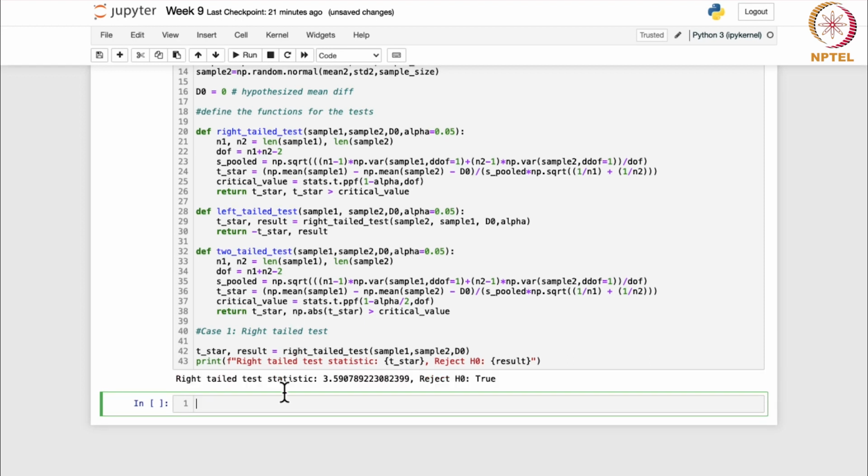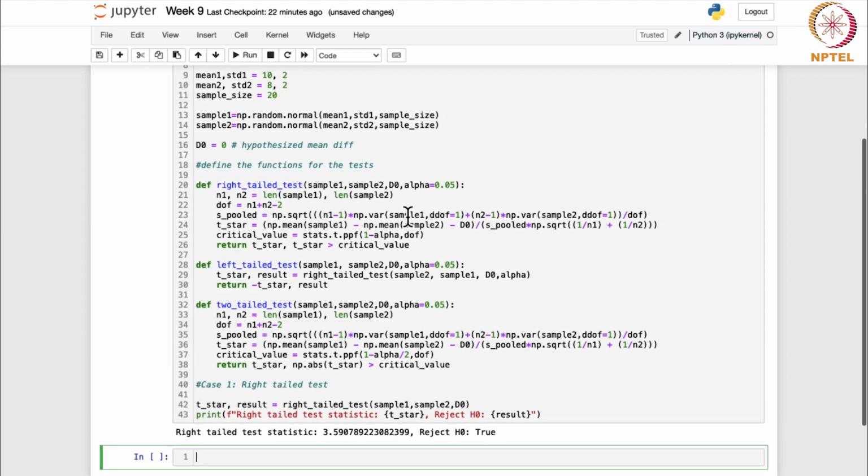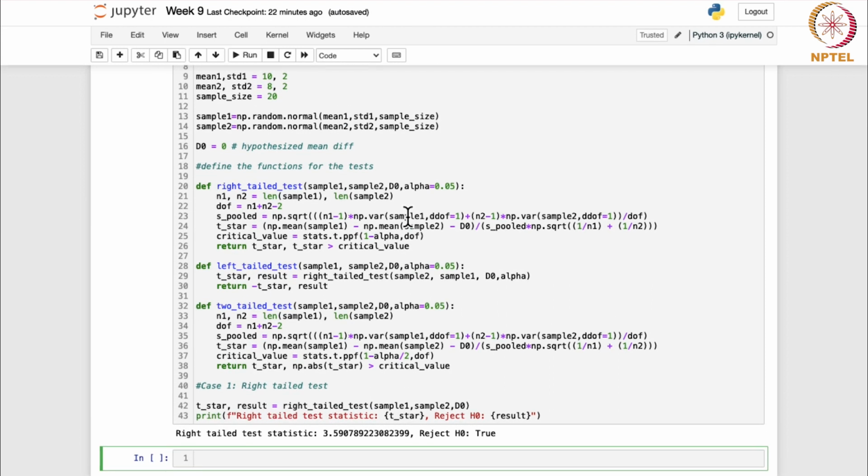So the right tail test statistic, that is the value we have found, is 3.590, and reject H naught is true over here. It is giving you a Boolean result indicating whether you are going to reject the null hypothesis or not. So reject H naught is true, which means you are going to reject the null hypothesis, that is, mu1 is greater than mu2. Okay, so this is for your right tail test.